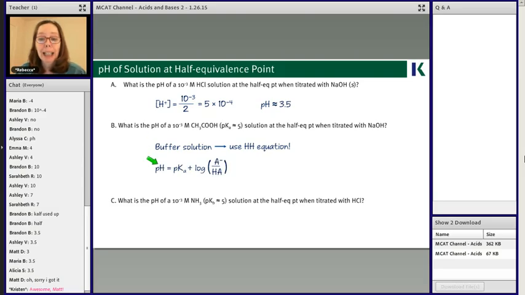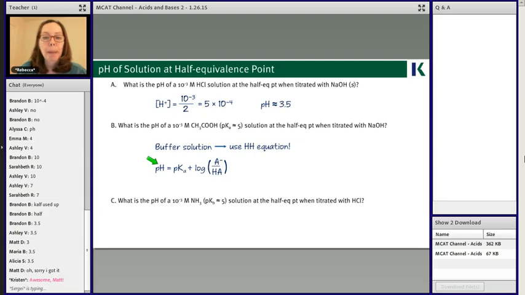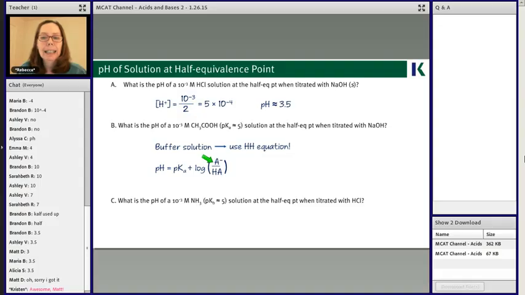It says the pH of a buffer, and a buffer is defined as something that has both a weak acid and the conjugate base of that weak acid, or a weak base and the conjugate acid of that weak base. It's got the two of them in solution together. And the pH of that solution equals the pKa plus the log of the conjugate base over the acid. Our acid in this case is acetic acid. Our conjugate base is the acetate with the H taken off.